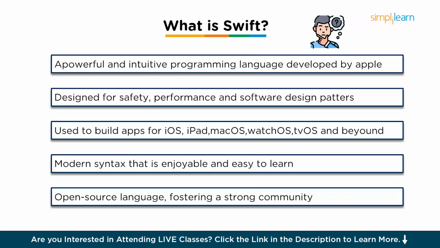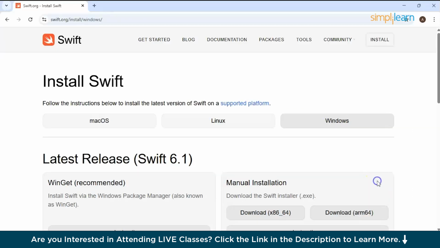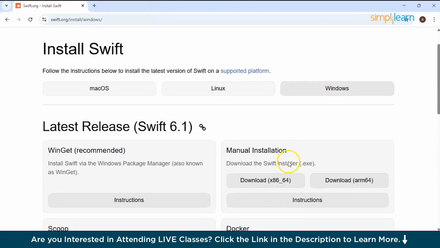Let's move on to the process of how downloading and installation takes place. As you can see, I have opened swift.org to install. This is the official platform where you can get the code for installation purposes. You can download it for macOS, Linux systems as well as Windows. The latest release of Swift is 6.1. So you just need to download.